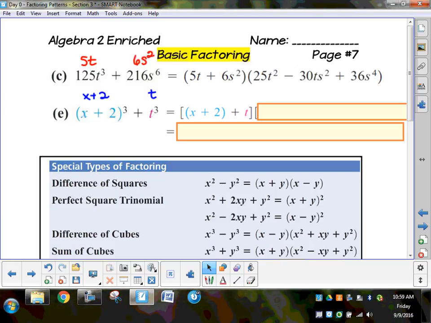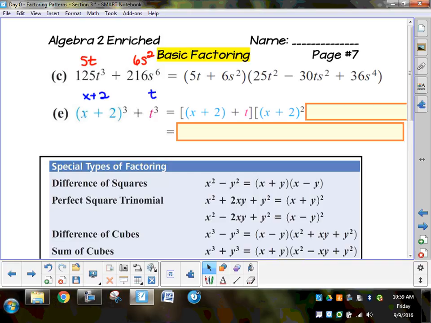In order to get the next piece, it's going to be left squared minus left times right plus right squared. So I take the left and square it, and I'm just going to write it out the first time. You don't need to be a mental math hero.